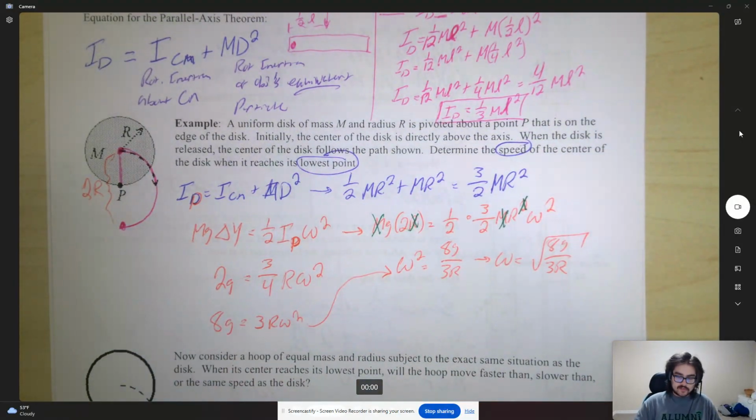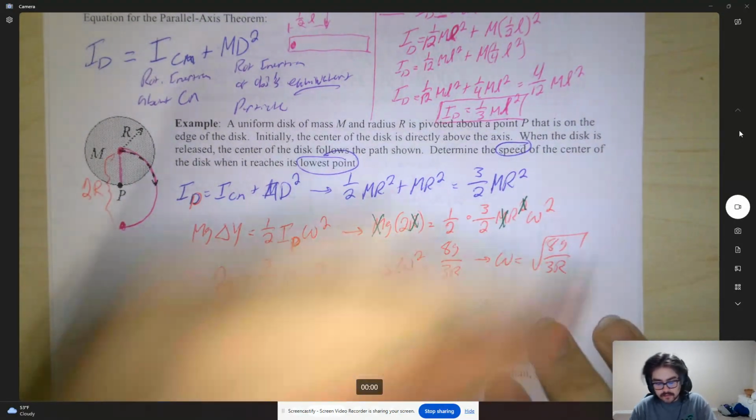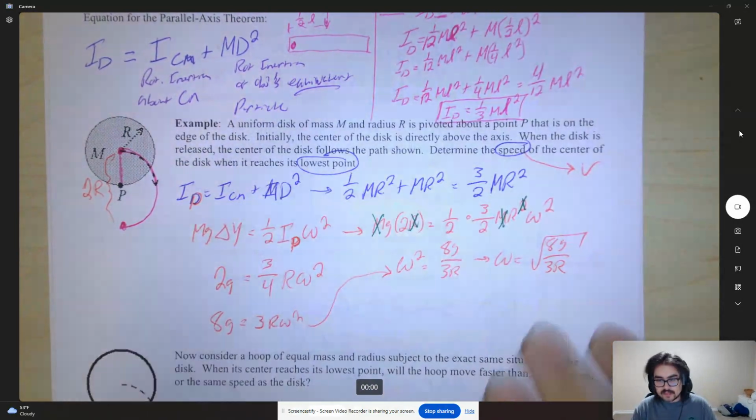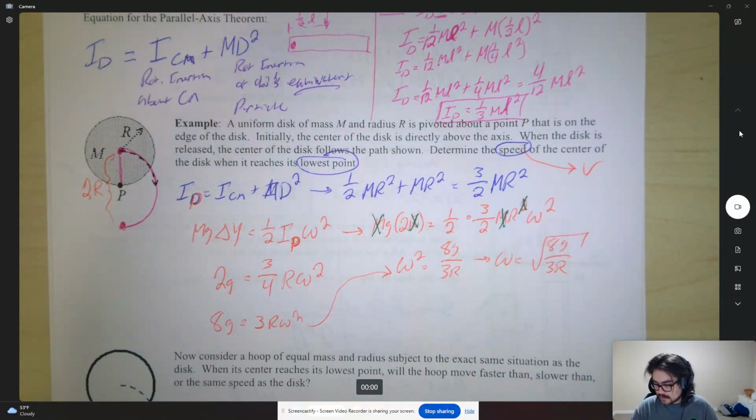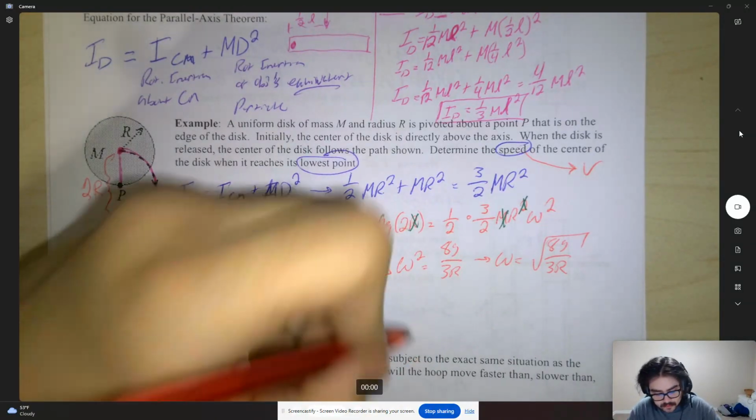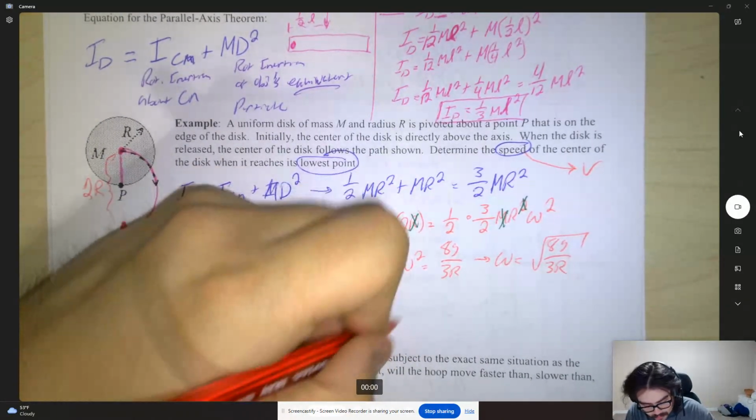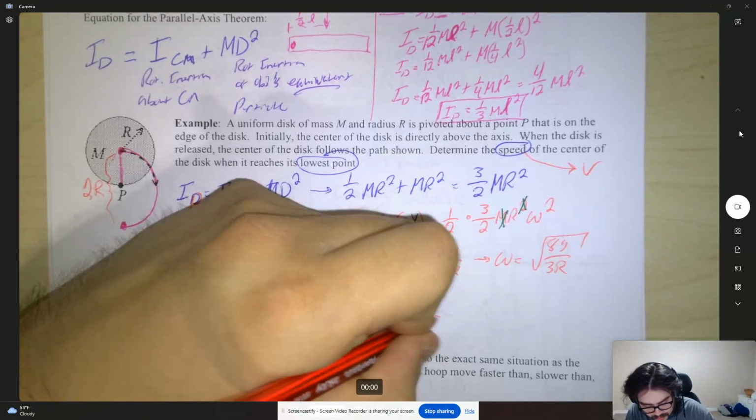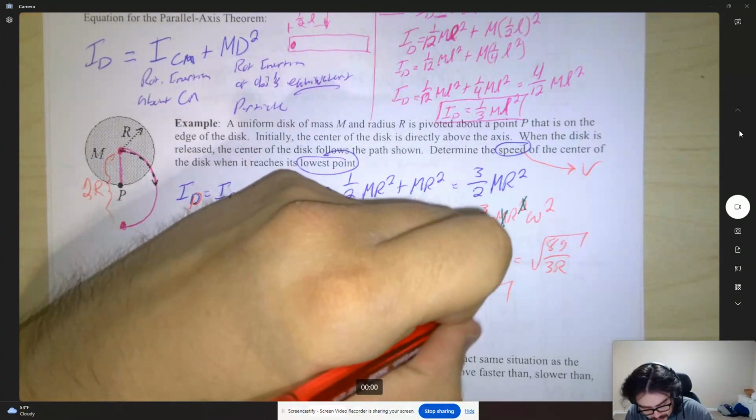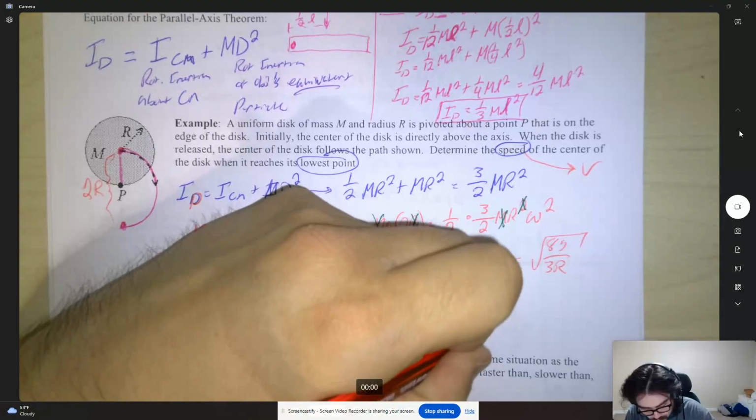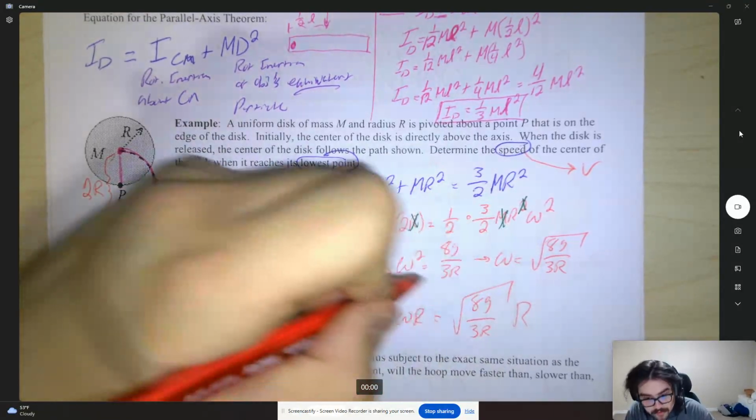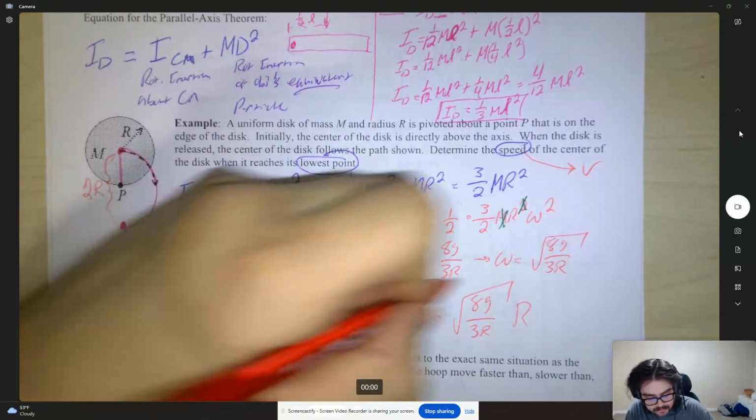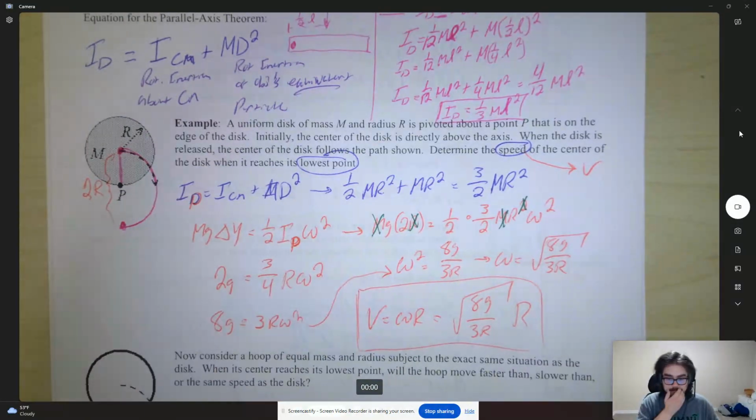Now that's not the answer, because it asks for speed, which means I need to figure out what v is, not omega. So v equals omega times r, so that's just going to be the root of 8g over 3r, times r. And that's going to be the velocity right there.